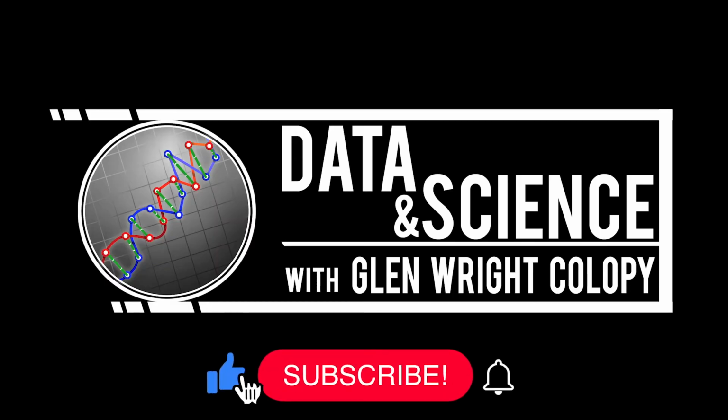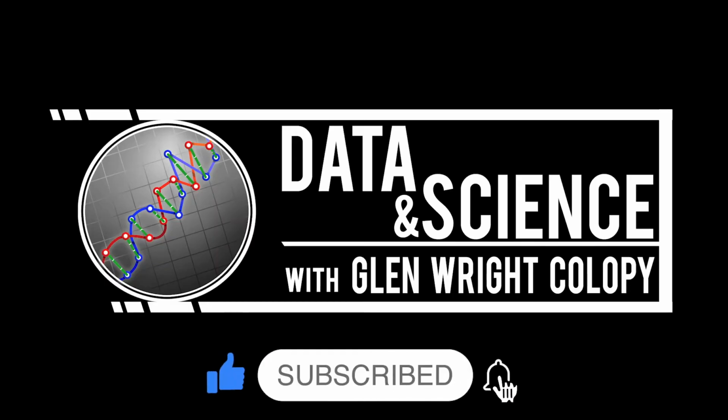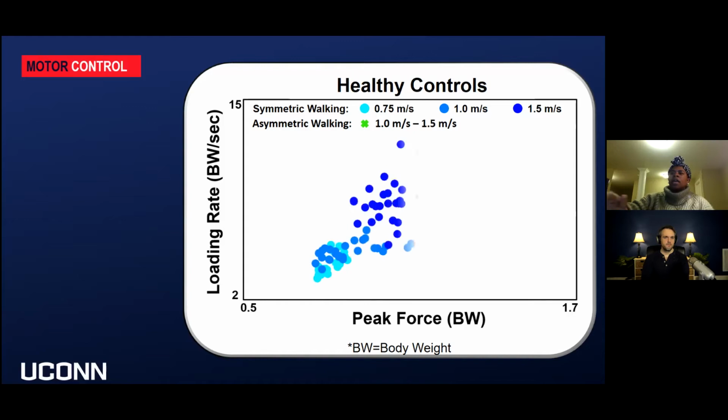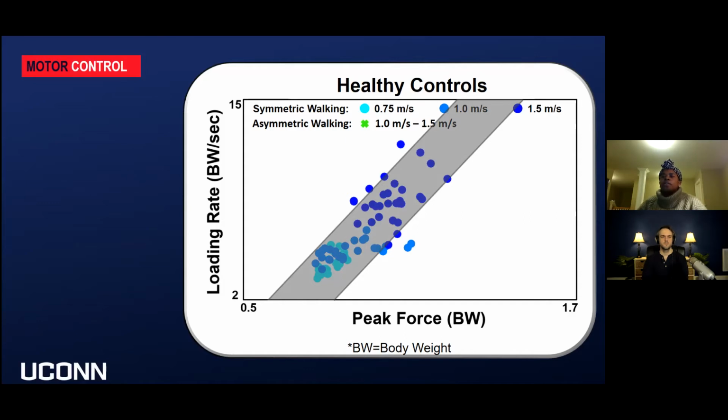Okay, it's great that we looked at the ground reaction force peaks, but we also have the loading rate, right? Not only do we want to generate force, but how quickly can you generate force? So again, in healthy controls only so far, because we couldn't get ACL individuals in there, we had people walk symmetrically at 0.75, 1, and 1.5. And what we found was that there was somewhat of a linear relationship between these two metrics.